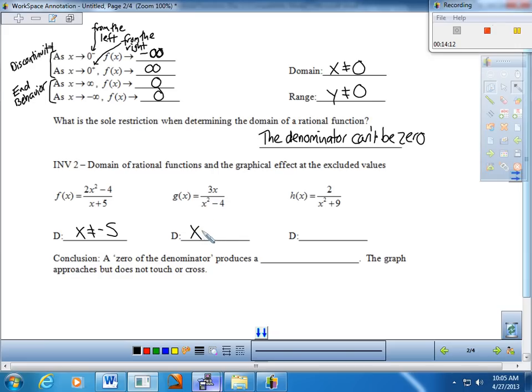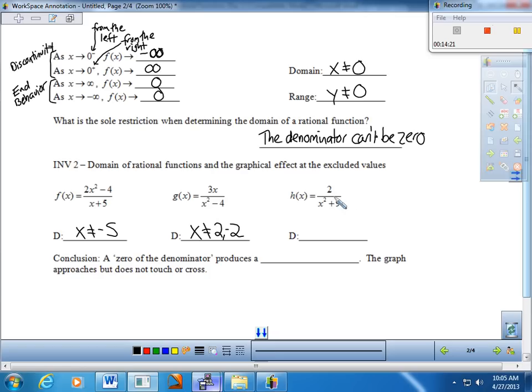I've got to exclude a couple of these. In this case, I'm going to exclude 2. 2 squared minus 4 would give me 0. That would be bad. But also -2. Just don't forget about that piece. -2 squared minus 4 also would give me 0. And so as a result, those are going to be excluded from the domain.